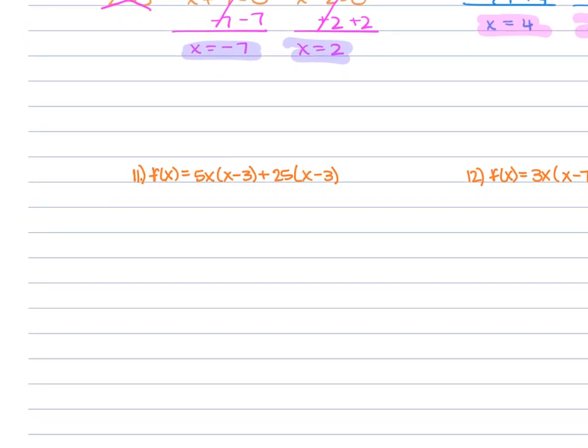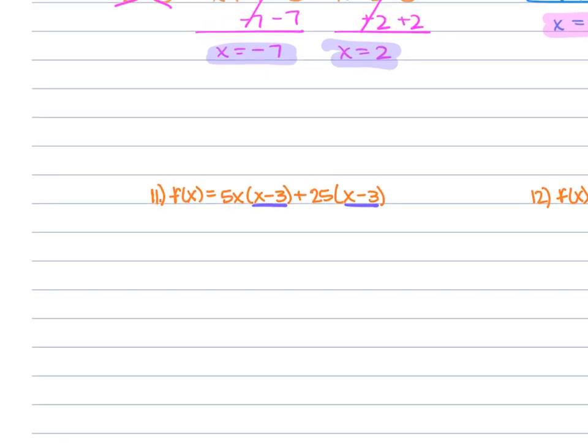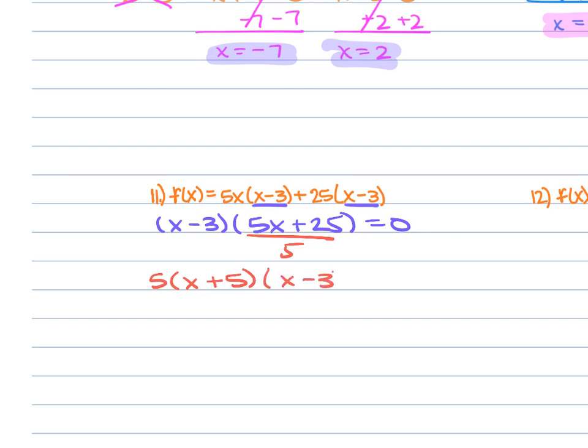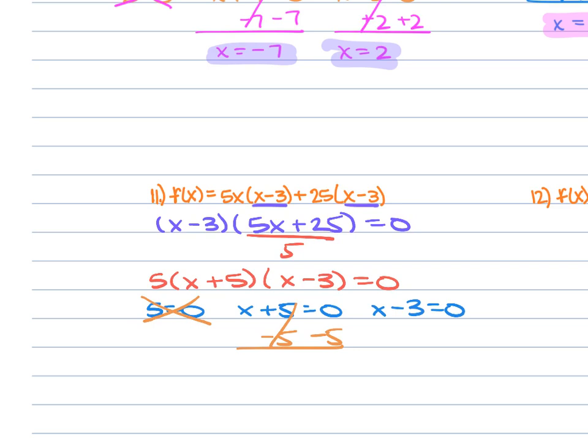For 11, we have f of x is equal to 5x times x minus 3 plus 25 times x minus 3. So these x minus 3s are the same. We're going to rewrite it x minus 3 times 5x plus 25 is equal to 0. So again, we can factor out a 5 here. So we're going to have 5 times x plus 5 times x minus 3 is equal to 0. The 5 is equal to 0. The x plus 5 is equal to 0. And the x minus 3 is equal to 0. 5 is not equal to 0, so we're going to cross that out. We're going to subtract the 5 from this. We get x is equal to negative 5. We're going to add the 3 from this one, and we get that x is equal to 3.